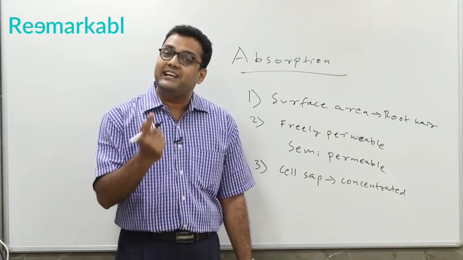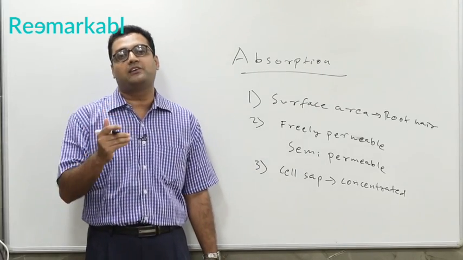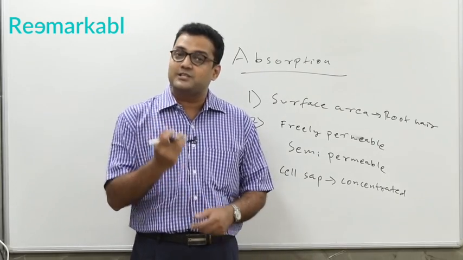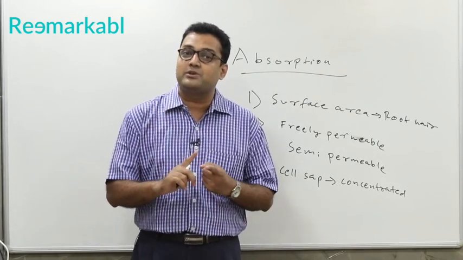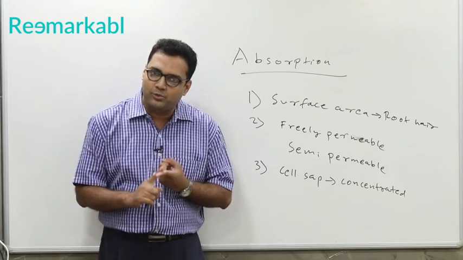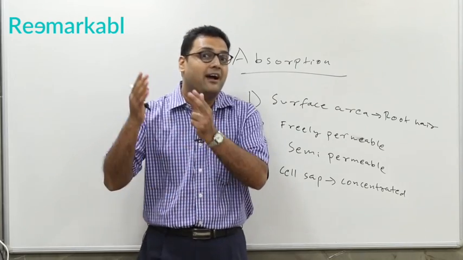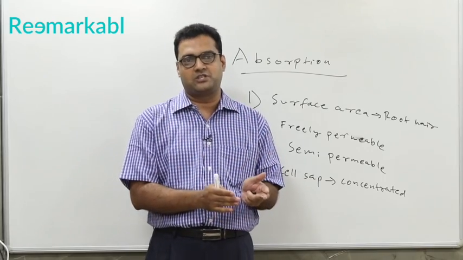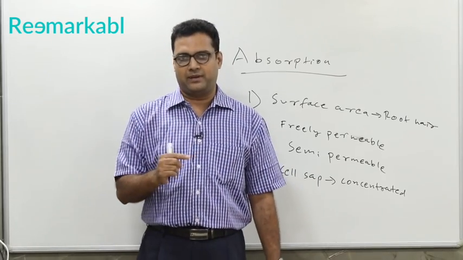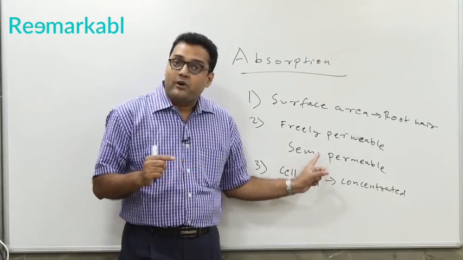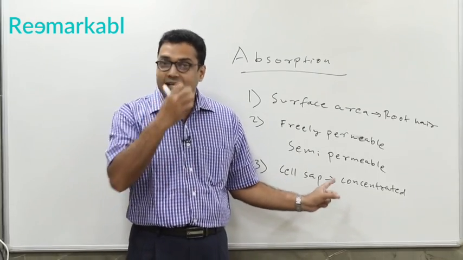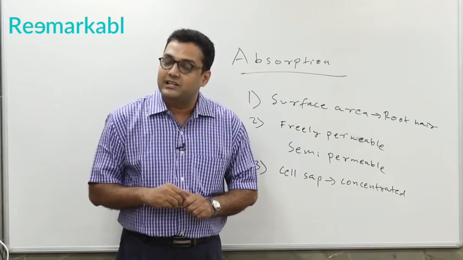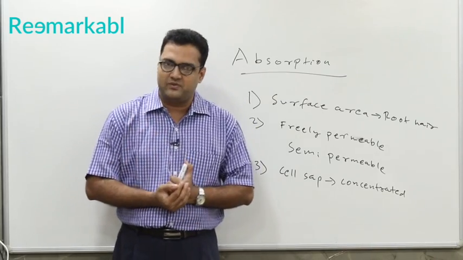Why? So that it can easily allow the entry of water by osmosis. Osmosis, remember children, is a process by which water molecules move from a region of their higher concentration to a region of their lower concentration through a semi-permeable membrane. So for osmosis to occur, you need to have the vacuole containing a very high concentration.